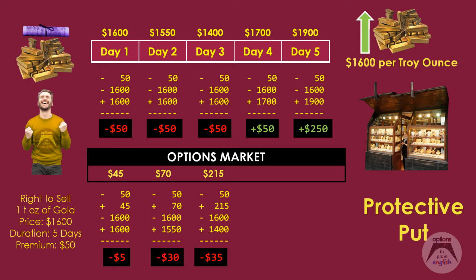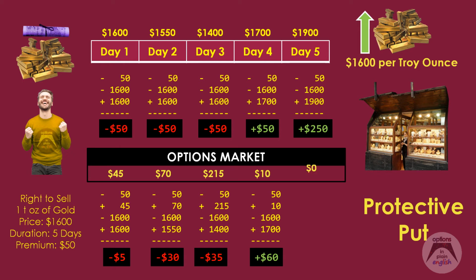On day 4, it went to 1,700. So the option itself, the contract itself, is going to be dwindling down to nothing, almost $10 only. But you make money on the actual gold because it went from 1,600 to 1,700. So you take the 50 that you paid, plus you recover 10 out of it, plus you bought for 1,600 and then you sold for 1,700. Altogether, you make $60. Not bad.